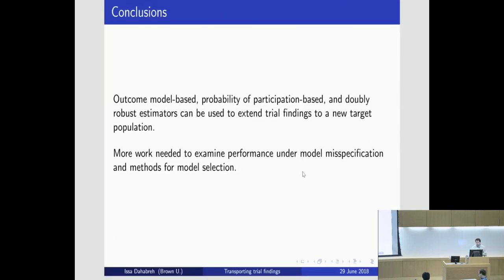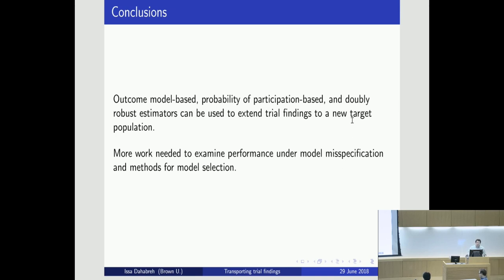So in conclusion, what I think is the take-home message here is, if you have a trial that you think might be relevant to your setting, but you worry that the people in the trial have a different distribution of effect modifiers compared to the distribution of effect modifiers in your usual patient population, there is outcome regression, probability of participation, and augmented or doubly robust estimators that can be used to take the findings from the trial you're interested in to the target population that you're interested in.